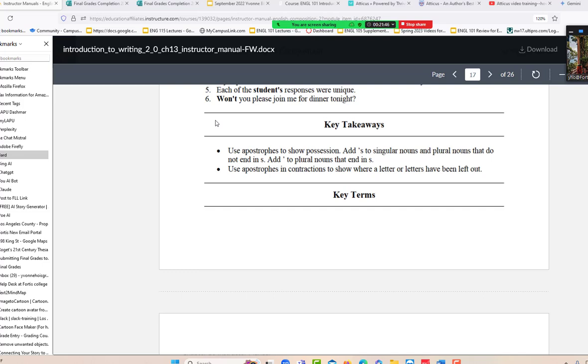Key takeaways. Use apostrophes to show possession. Add apostrophe s to singular nouns and plural nouns that do not end in s. Add an apostrophe to plural nouns that end in s. Use apostrophes in contractions to show where a letter or letters have been left out.